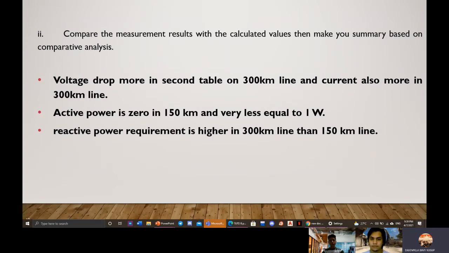Okay, second question: compare the measurement results with the calculated values and summarize based on comparative analysis. First, we can say that the voltage dropped more in the second table on the 300 kilometer line, and the current is also more in the 300 kilometer line. Second, the active power is 0 in the 100 kilometer line and very small, equal to 1 watt. Third, the reactive power requirement is higher in the 300 kilometer line than in the 150 kilometer line.